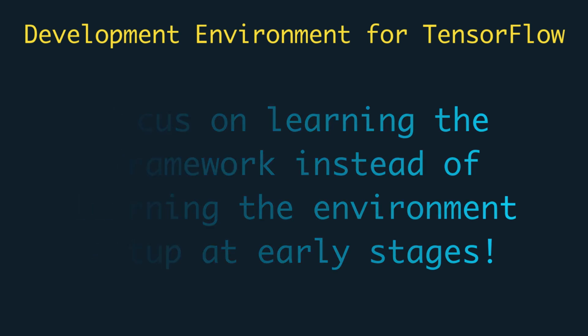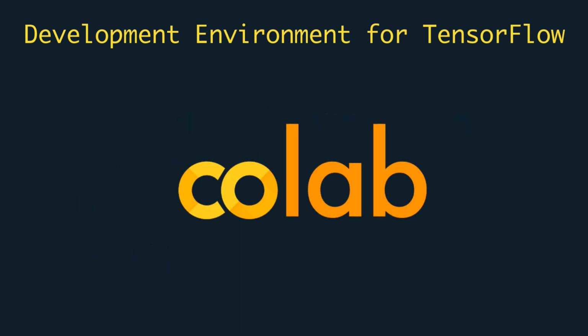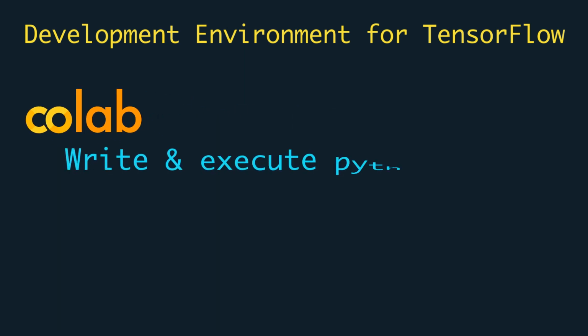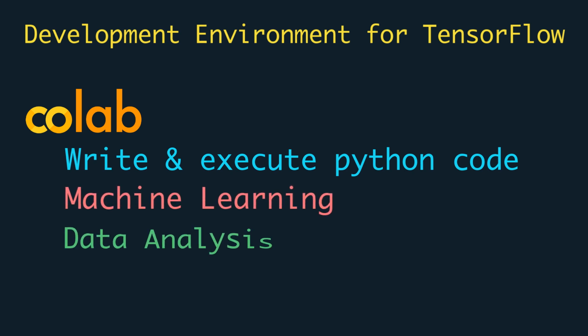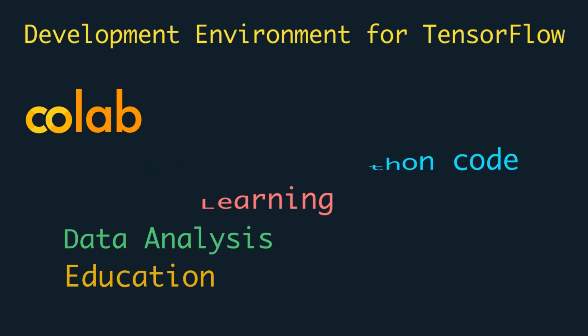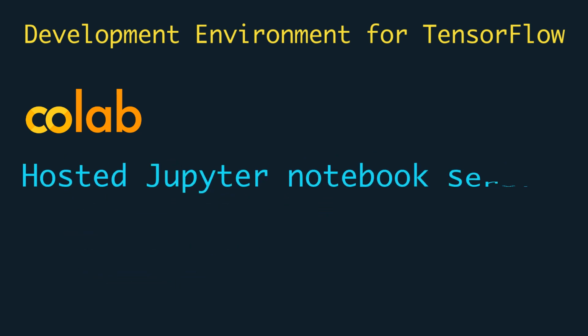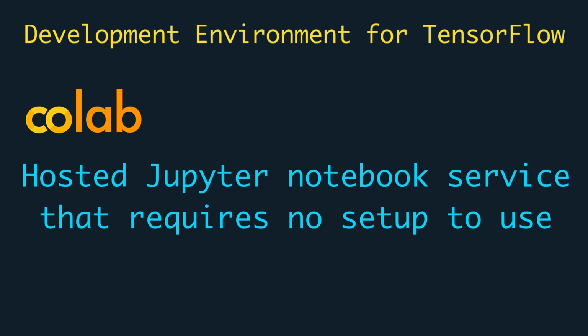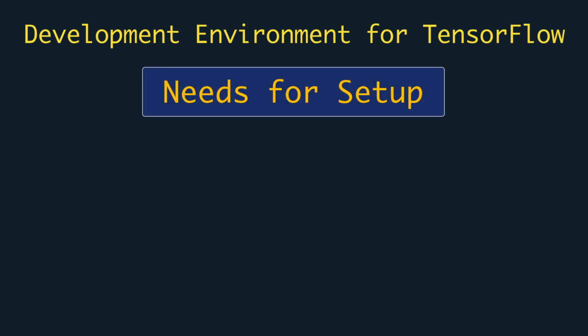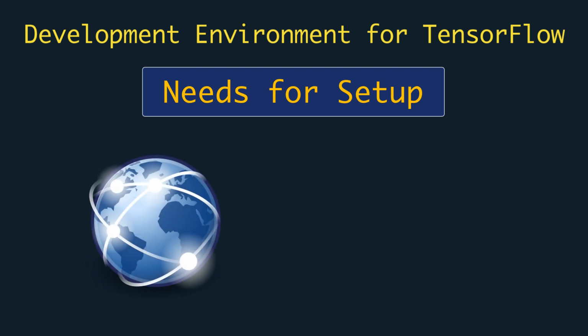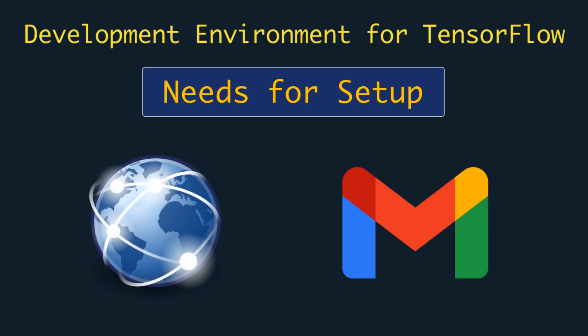So there's a great tool built by Google named Colab, which allows anybody to write and execute arbitrary Python code through the browser, and is especially well-suited to machine learning, data analysis, and education. More technically, Colab is a hosted Jupyter notebook service that requires no setup to use, while providing free access to computing resources, including GPUs. So we need only two things for this setup. First one is the internet connection, which of course you have, and the second thing is a Gmail account.